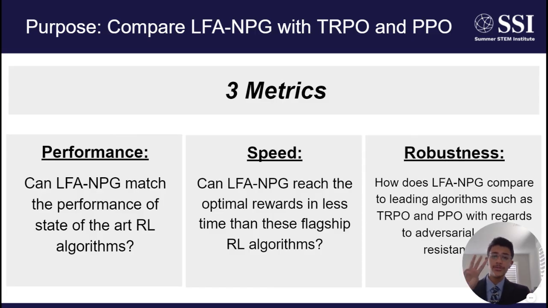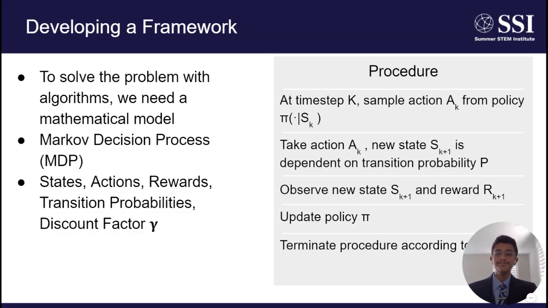Our objective can be defined in three parts. Firstly, we should determine whether linear function approximation-based natural policy gradient methods, or LFA and PG, can match the performance of state-of-the-art algorithms TRPO and PPO. Second, we should determine whether LFA and PG can reach the optimal rewards in less time than these leading algorithms. And finally, we should see how all three algorithms react to adversarial noise and discern the level of resistance that they provide. We hope to demonstrate that LFA and PG can match the performance and obtain rewards in less time than TRPO and PPO. Doing this provides support for the use of linear function approximation in a multitude of use cases and broadens the scope of where RL can be applied.